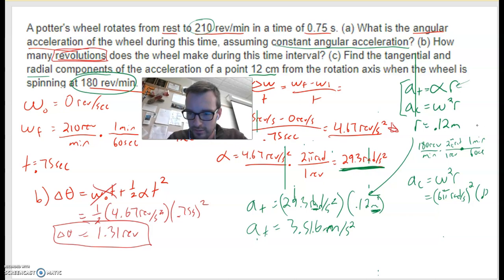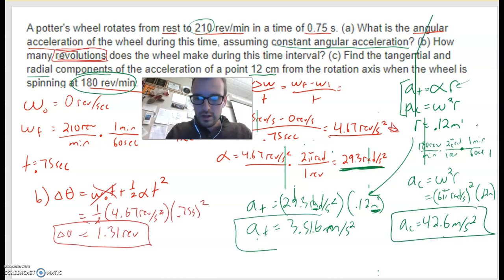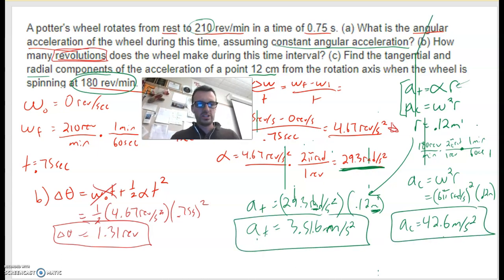It gets multiplied by the radius, which is in meters. Then you notice the meters are going to scare the radians away. If you multiply that together, just be careful with your calculator when you do 6 pi. Make sure that whole quantity gets squared, and you multiply by 0.12, and that's going to get us 42.6. So our a_c here is 42.6, and that's going to be in meters per second squared, our radial acceleration. So there's your two answers for part C.